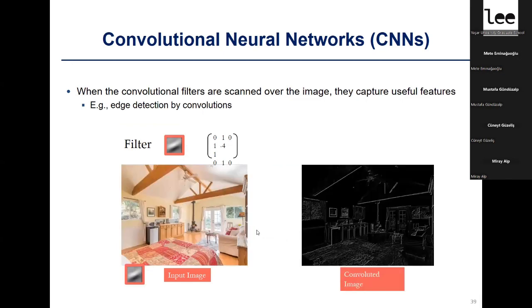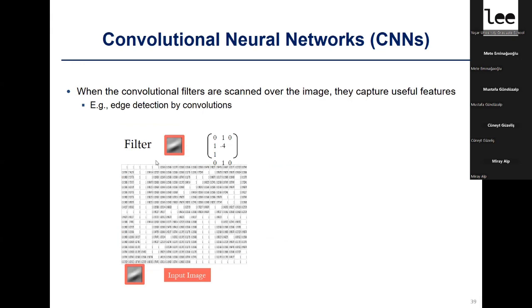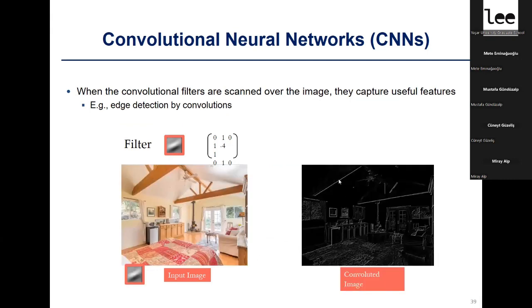So when you apply this filter, I couldn't activate the animation, but it will go over the whole image. So this is the original numerical image, and this is your filter. It will be running through the whole input image, and it will give you a convolved image. And if you use different filters, of course, you get different features. So this will be the eventual output of the first convolution.